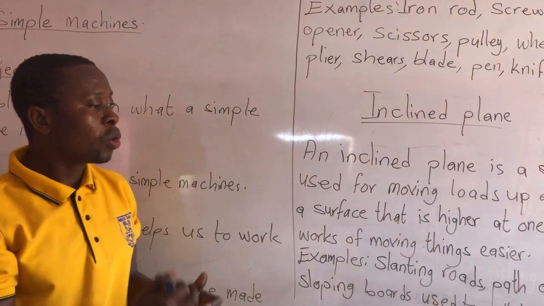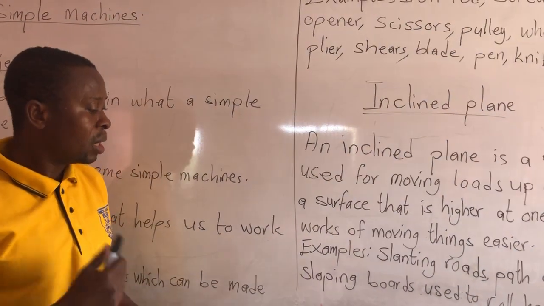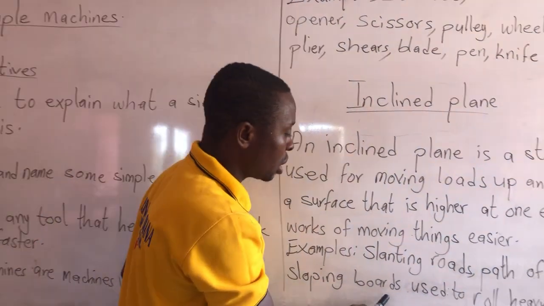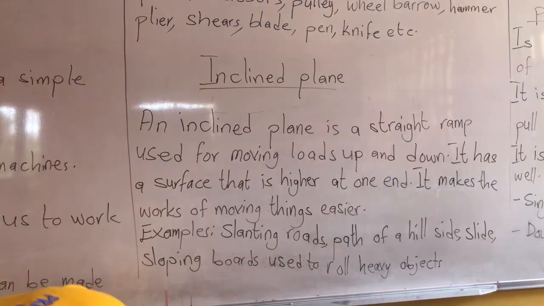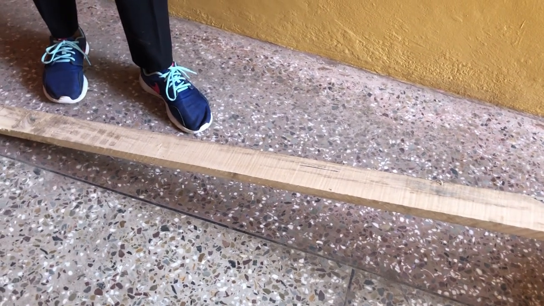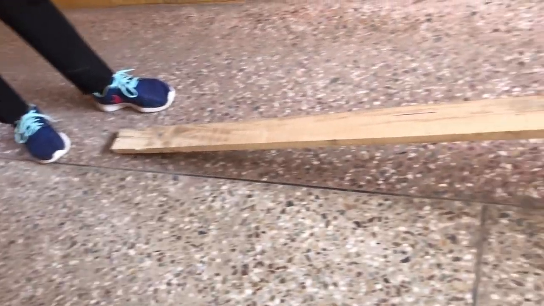Very good. So it's also an example of a simple machine. Then we have a sloping board used to roll heavy objects. For example, this is the board. It's a sloping board. When we want to lift a heavy load from the floor into a truck, we use the sloping board. We place the board against the truck, then we push the load along the surface of the board onto the truck.